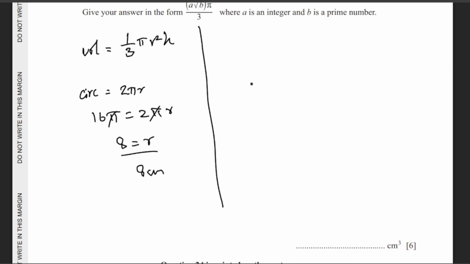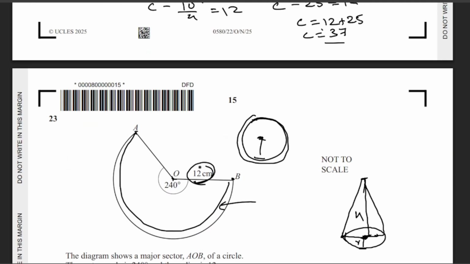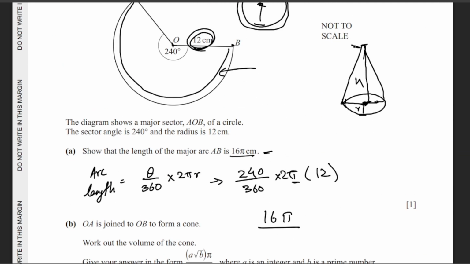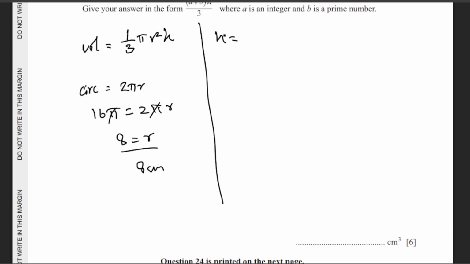Now we need to find the height. We already have the slant height, which is basically this. It's 12 centimeters. Now we have found that the radius is 8 centimeters. Since this is 90 degrees, we can use Pythagoras theorem to solve it. So let's write it down here. 12 squared equals height squared plus 8 squared.